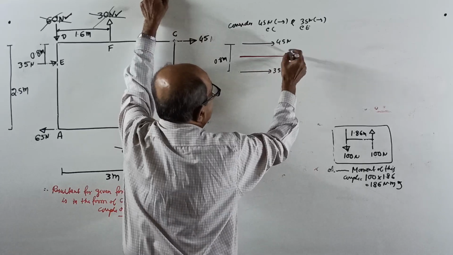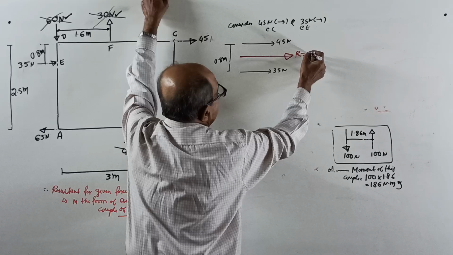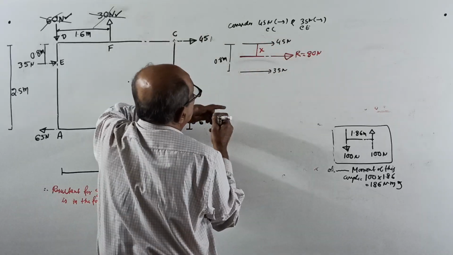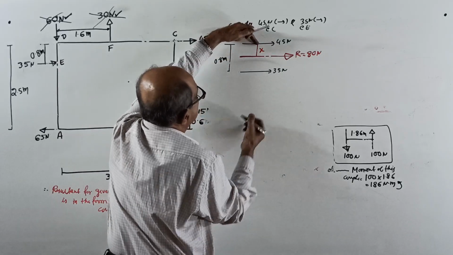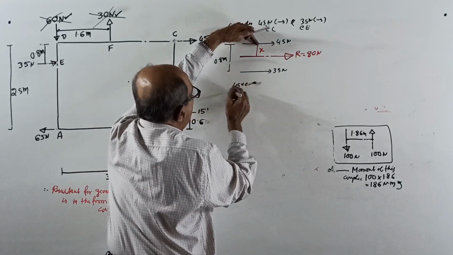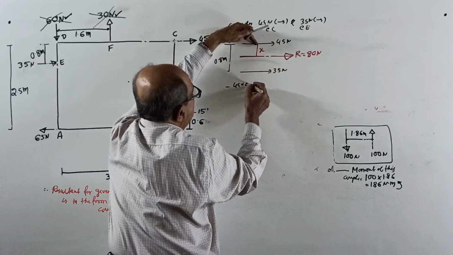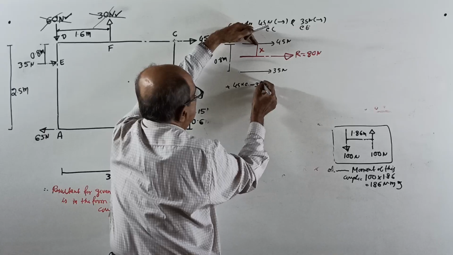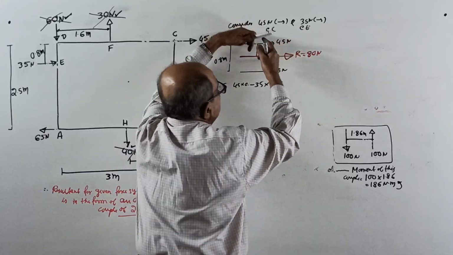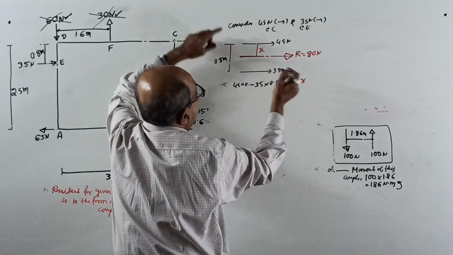Now this will have a resultant force. Take R. R equals 45 plus 35 equals 80 Newton. Let it be at X from here. Take moment about this point. Anti-clockwise positive: 45 into 0 minus 35 into 0.8 equals resultant R into X, anti-clockwise, minus, R equals 80.